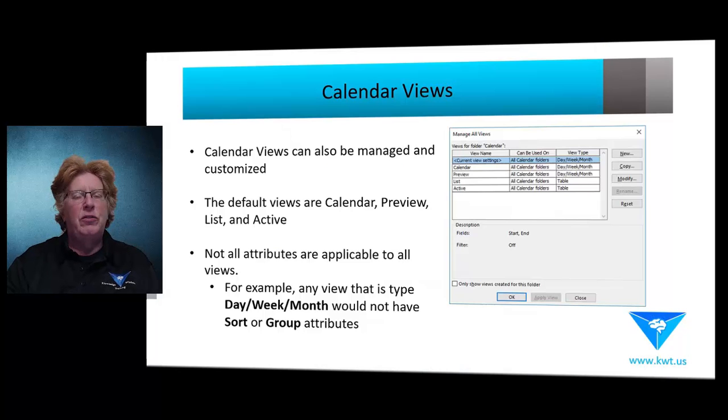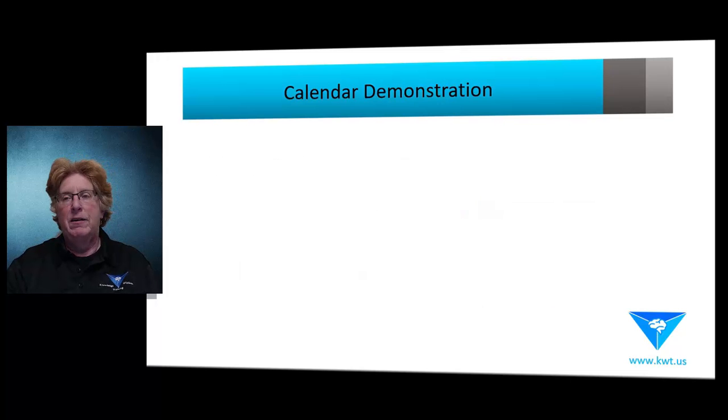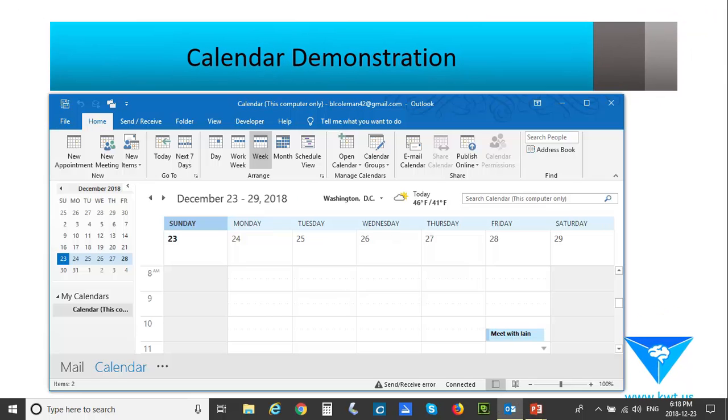Calendar views are very similar to the email views that we looked at in the last module. There are some standard views that come with Outlook. You can customize these and make them work for you. Some default views are calendar, preview, list, and active. The types most commonly used within calendars are day, week, month, and the table views. So let's take a look at a couple of these.